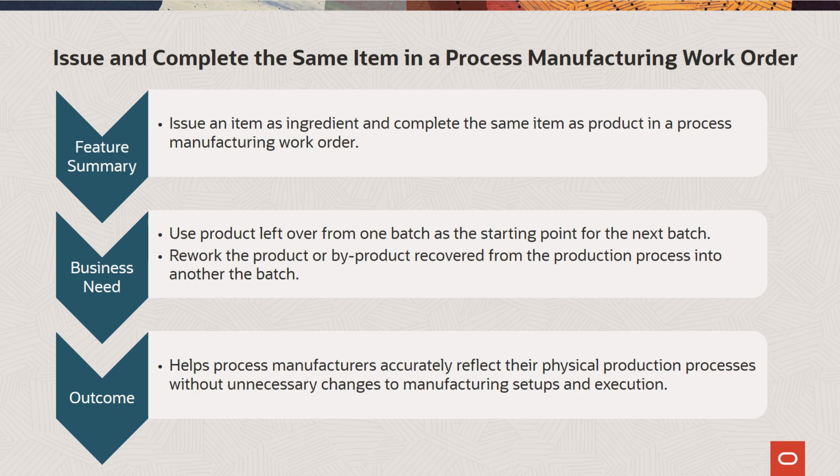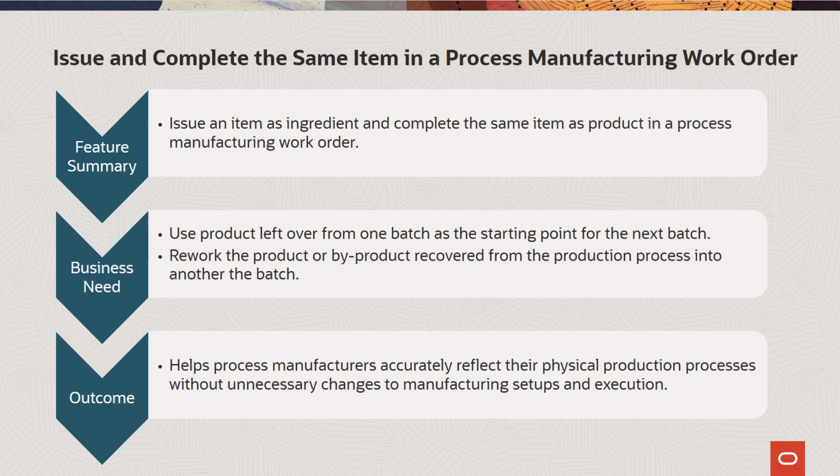Some other process manufacturing process takes the product left over from one batch as the starting point for the next batch. In these cases, the same item can be used as an ingredient and a product of the batch, creating a circular reference between the batch input and batch output.